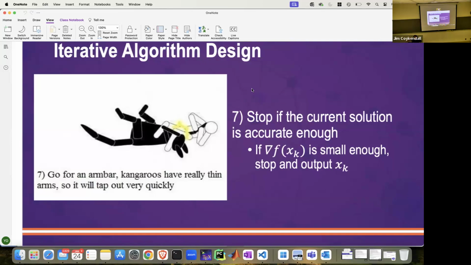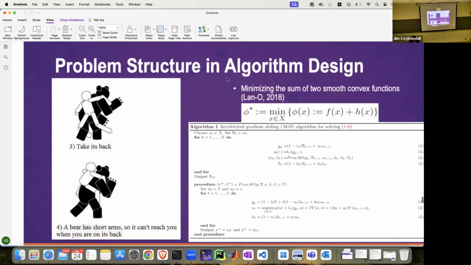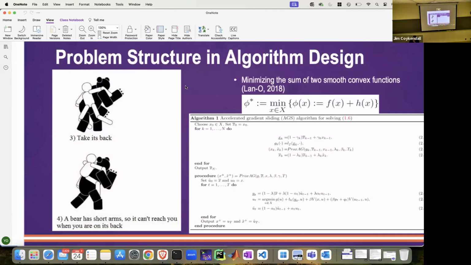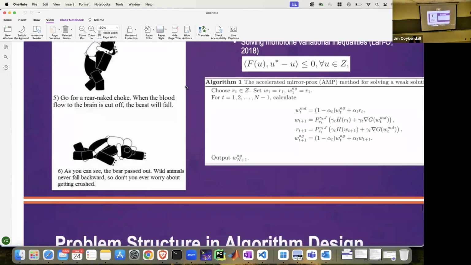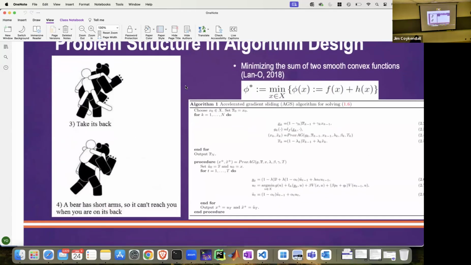This is what I mean by iterative algorithm design. You do it step by step. This is the case when you cannot solve gradient equal to 0; you have to do it numerically and iteratively. And obviously for different kinds of optimization problems, you have to do it in different ways. You can't use one tactic for every wild animal. If it's a bear, you probably want to take the back. If it's some other kind of animal, you probably want to do something else.